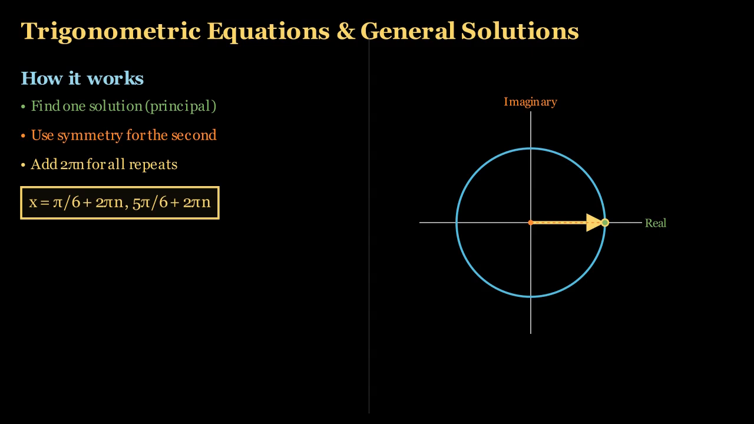Let's solve a concrete problem. Imagine a Ferris wheel with a radius of 25 feet, and its center is 30 feet off the ground. It completes one full turn every 20 seconds. The height of a rider above the ground is given by the equation height equals 30 plus 25 times sine of pi t over 10, where t is time in seconds. We want to know, at what times is the rider exactly 50 feet high?